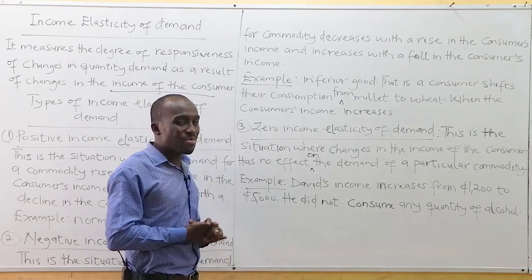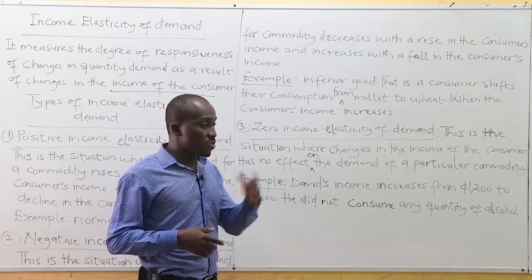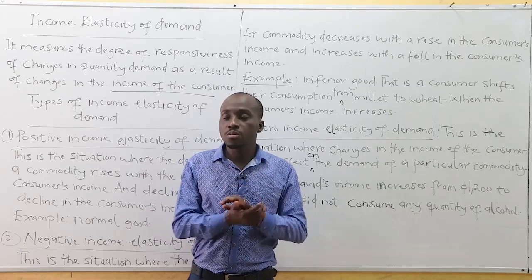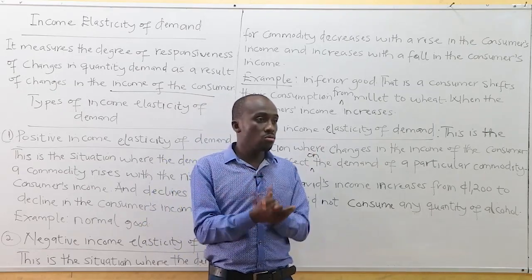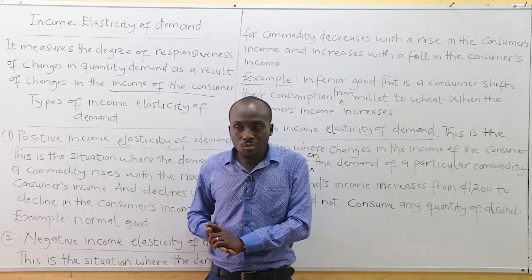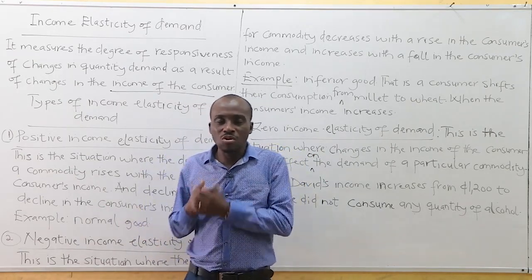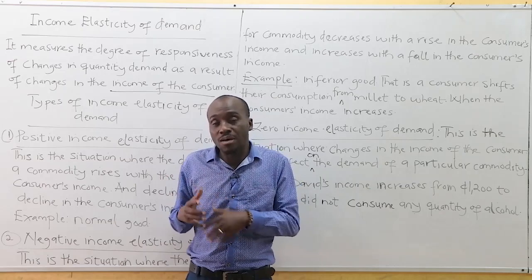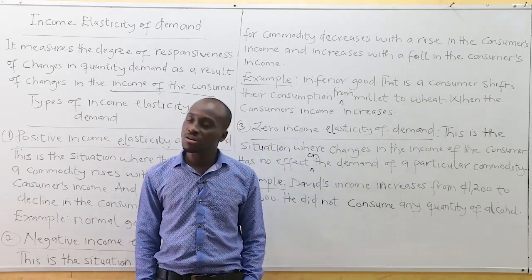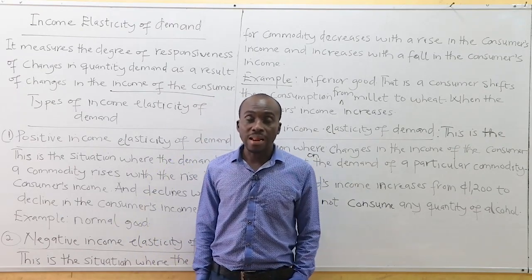So any commodity that behaves that way, when your income increases, you think, now I have money, this is an inferior good, let me go and buy the normal good. Maybe I used to eat at a chop bar, paying 2 cedis, because maybe I didn't like the food, but that's what my money could afford. So I was managing. Now I've gotten a good job. I can go to a good restaurant like Papaya.